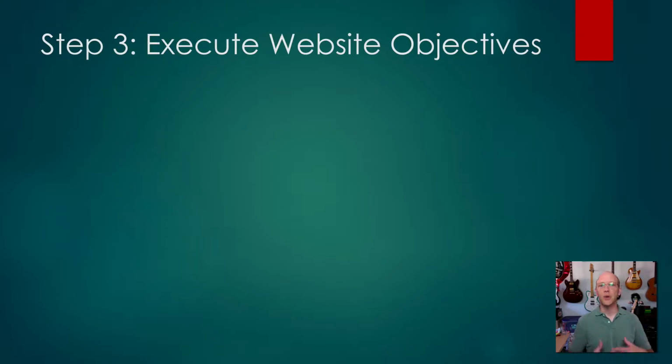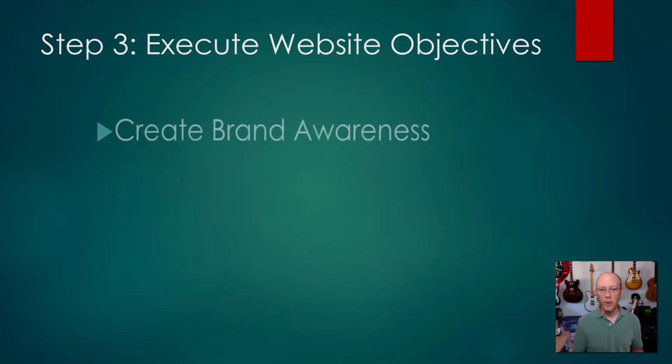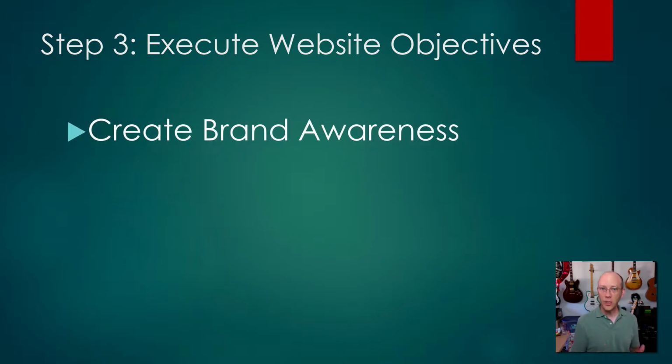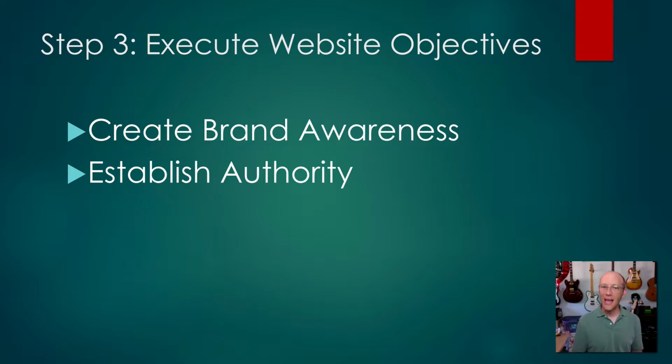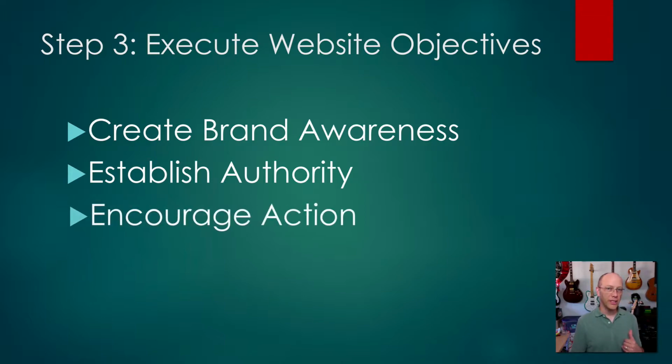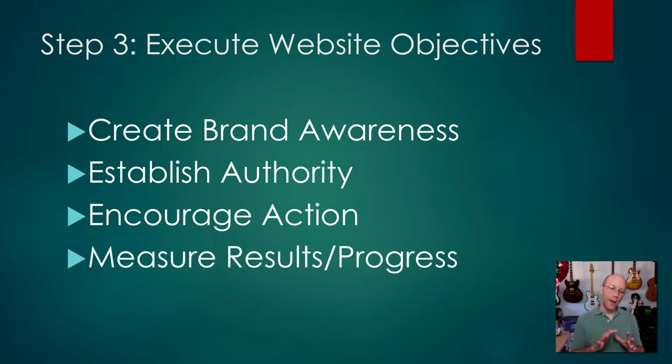And then it's time to go on to step 3, which is to execute your website objectives. There's 4 objectives we're going to talk about. I'll just rip them out real quick and then we'll talk about each one individually. First one is to create brand awareness. Second one is to establish authority. Thirdly, you want to encourage action. And lastly, measure your results and your progress. So let's talk about each one of these 4 objectives individually.